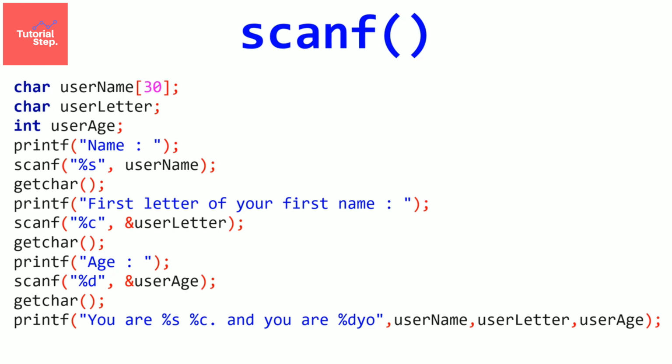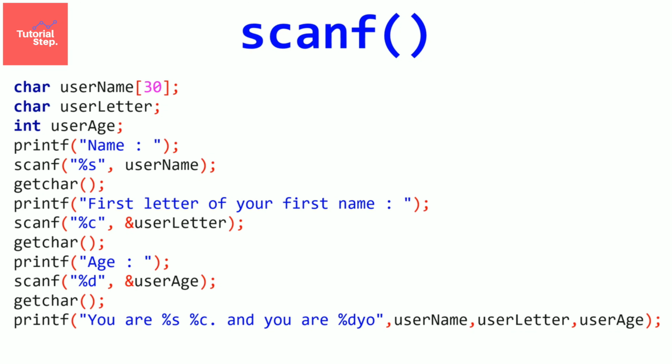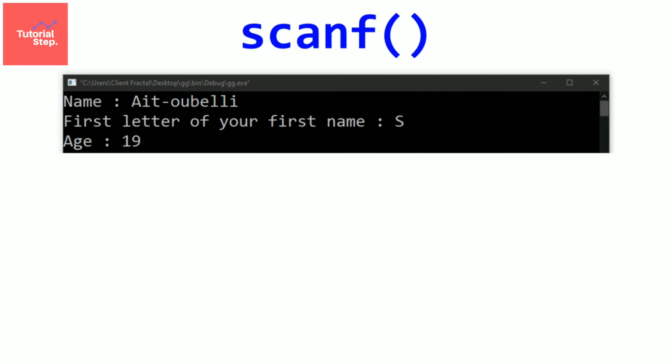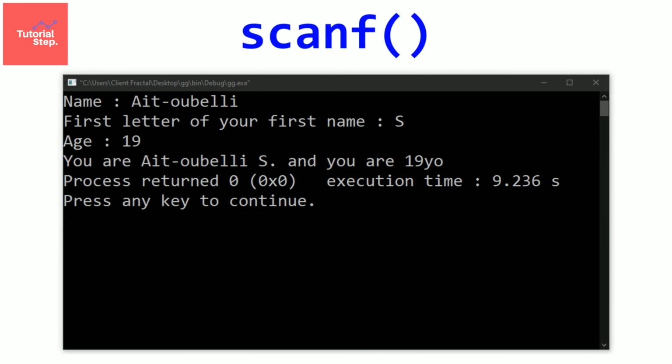And after each scanf, we put a getchar instruction. I recommend you to do it because when you end your input, you press enter on your keyboard. It creates a new line, and that new line is considered as a character. We've talked about it in printf, it's backslash n if you remember. So we use getchar to receive that character and avoid giving it to the next scanf. Now let's try our program. I'm going to give my name, then the first letter of my first name, then my age, and now we get the information printed.